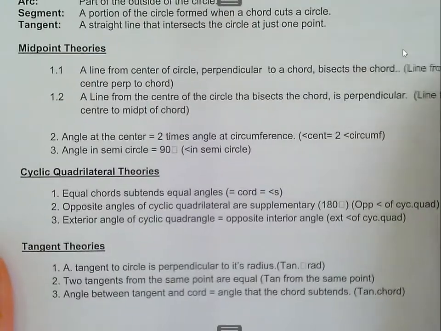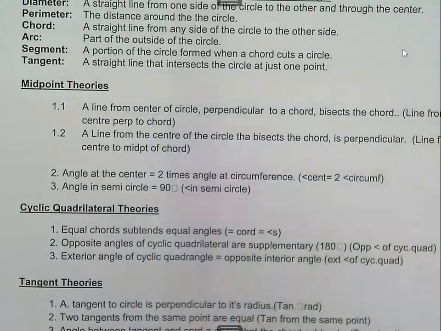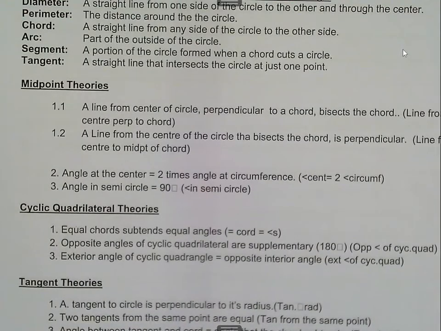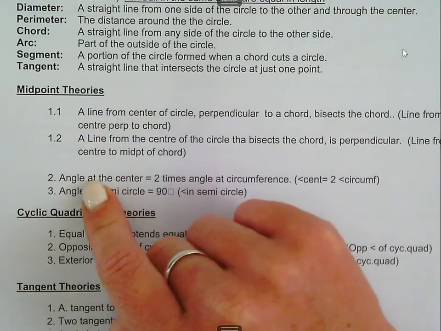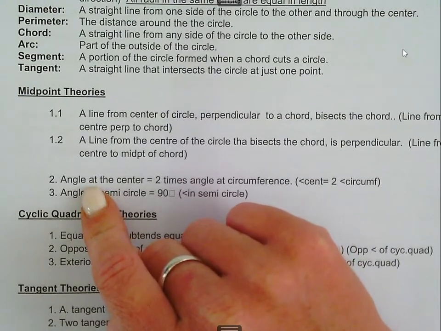We are going to divide the theorems into 3 main categories. The first one is going to be the midpoint theorems. If you have a circle but there's no midpoint, no center given, you can't use those theorems. For example, with the parallel line theorems, if you don't have parallel lines, you can't use them. If you don't have a center, you can't use the midpoint theorems because you need the midpoint in order to use them.